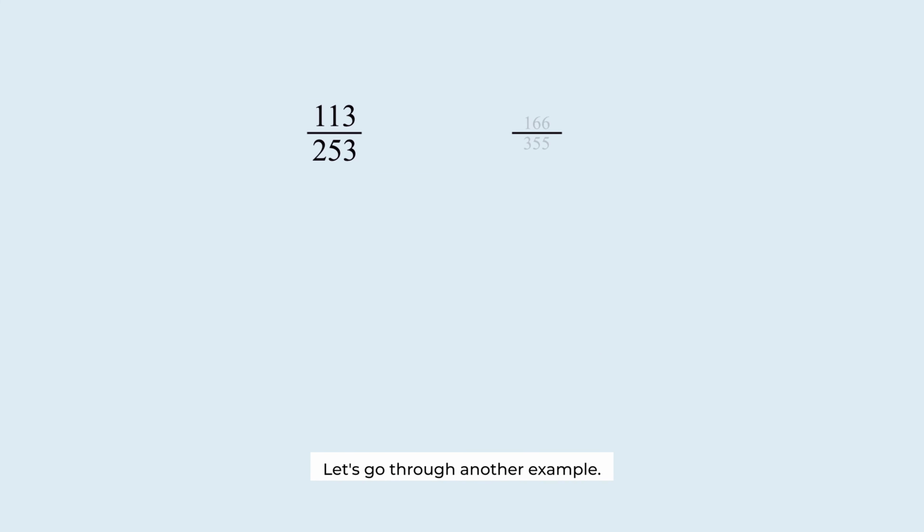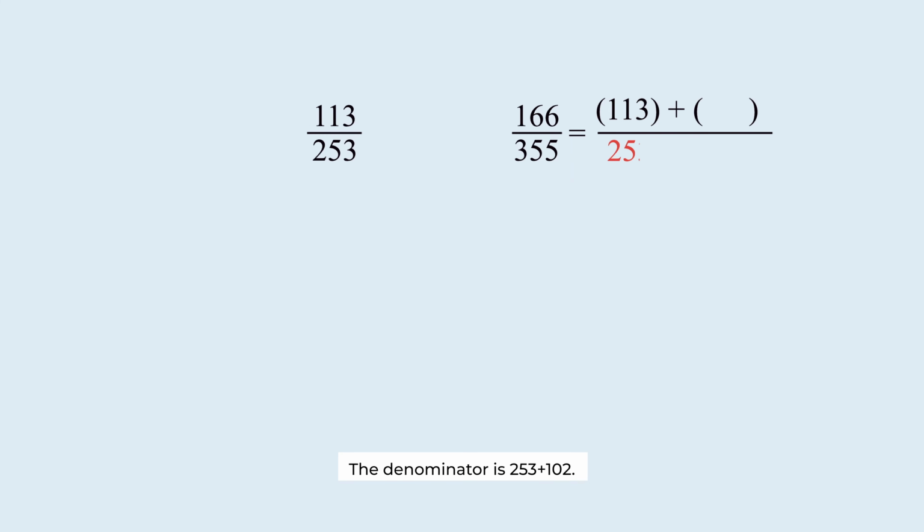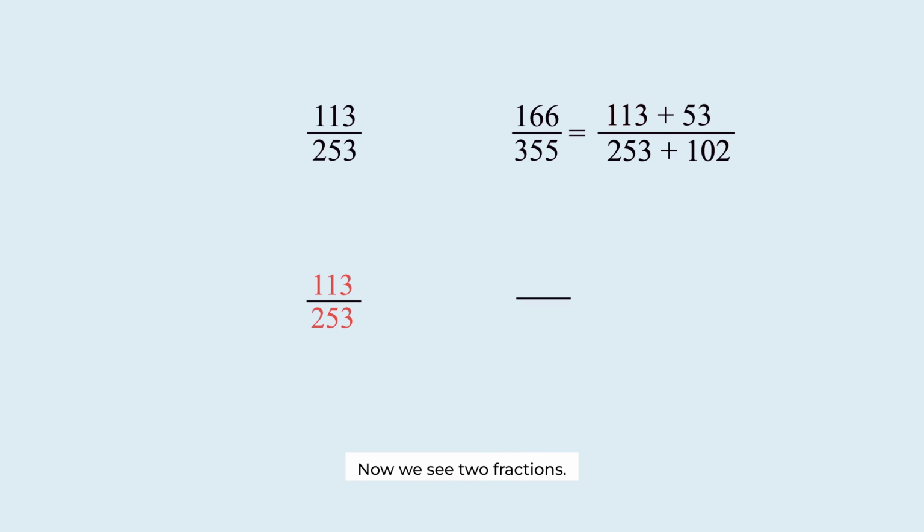Let's go through another example. This denominator is larger. We split this fraction's denominator and numerator. The denominator is 253 plus 102. The numerator is 113 plus 53. Now we see two fractions.